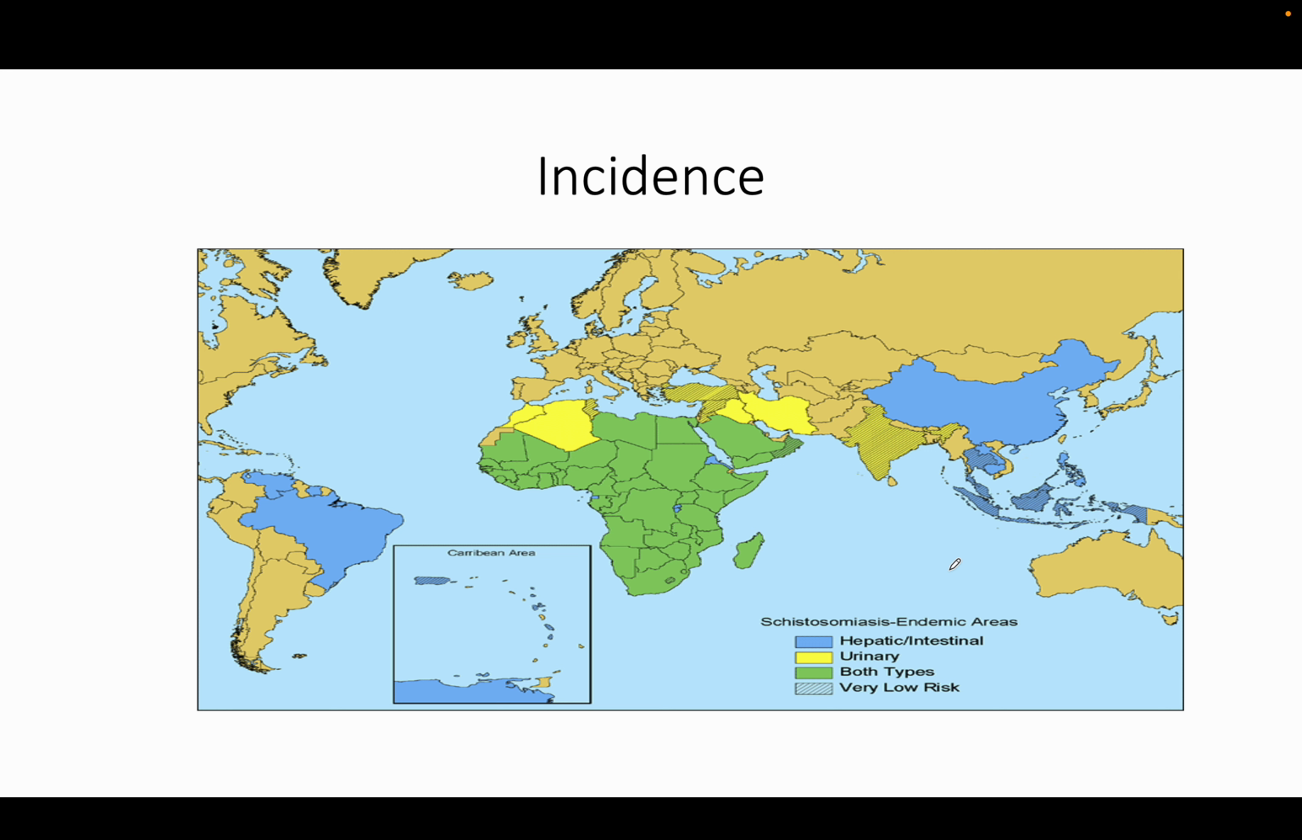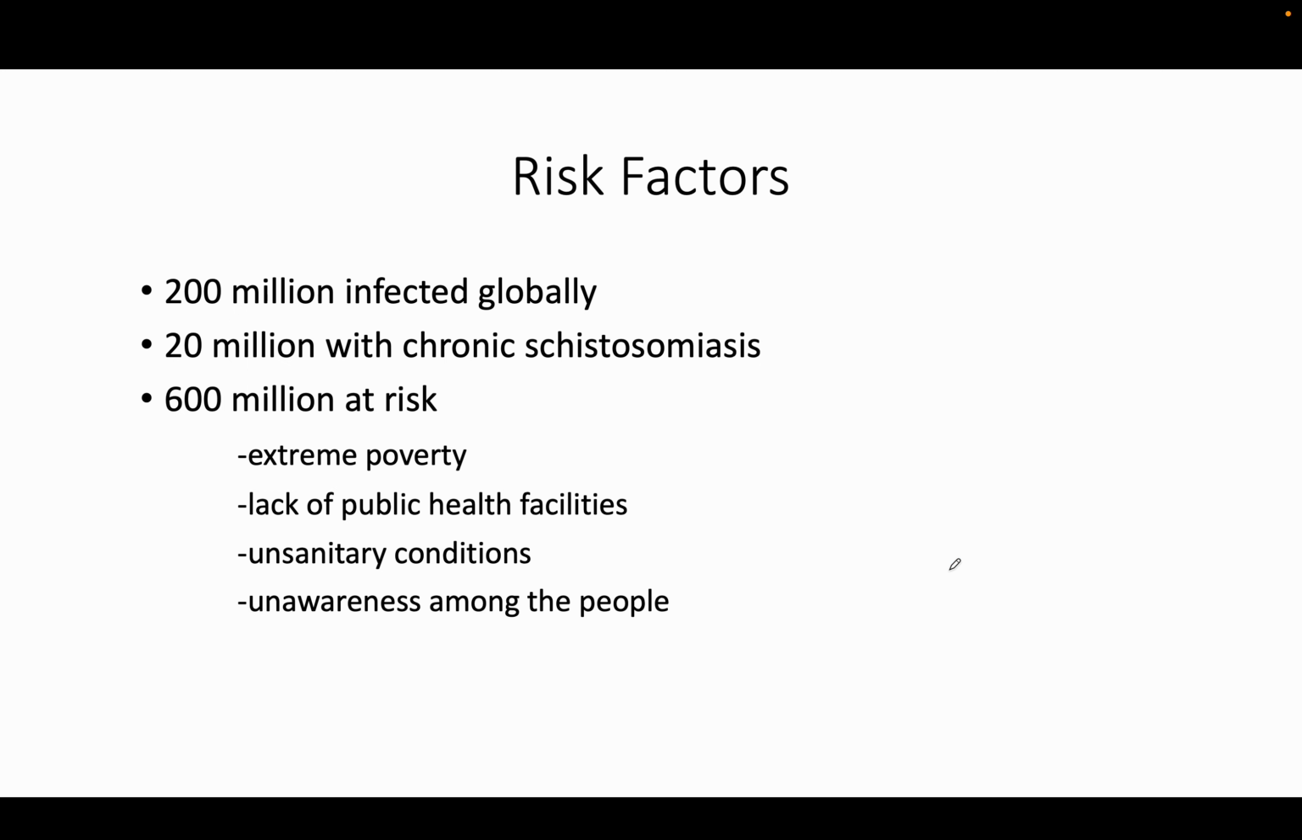Urinary schistosomiasis is shown in yellow, the light yellow colored sections or countries, as represented in this map. Okay, so some risk factors associated with schistosomiasis: the number of infected patients can reach up to 200 million infections globally.